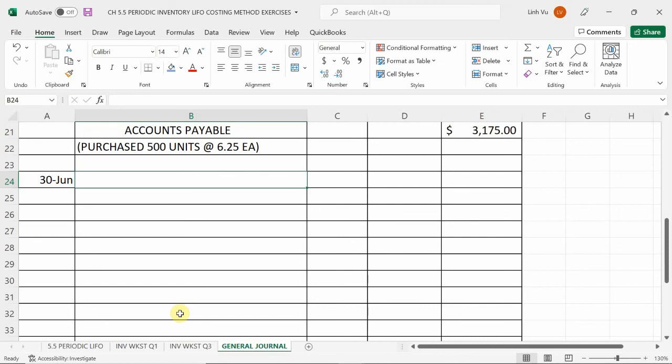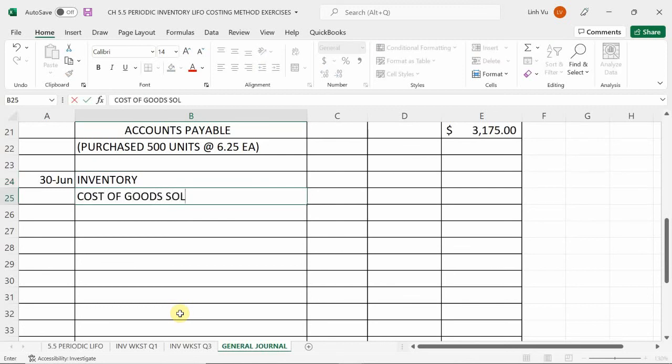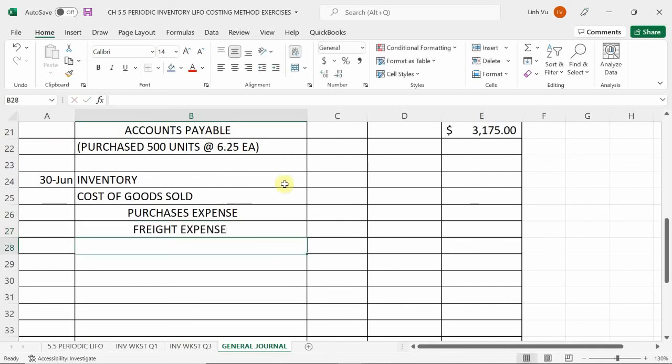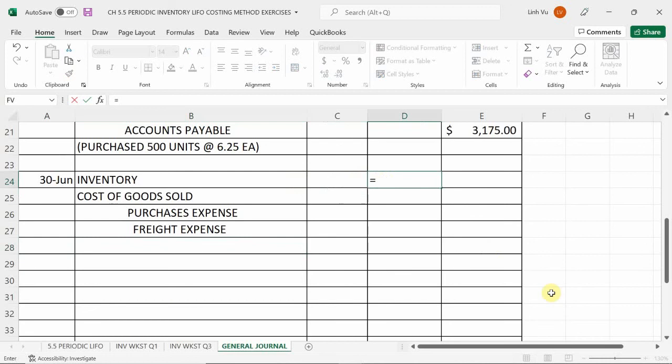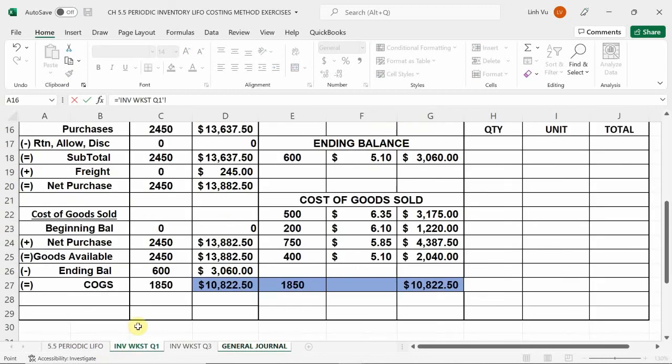We have inventory. Good, you have your inventory. And then we have a cost of goods sold that we just calculated. Cost of goods sold. And then we have a purchase and freight. Good, purchase expense and freight expense. Okay, so let's go ahead and plug in our numbers. What was the total value of my ending inventory in cost?